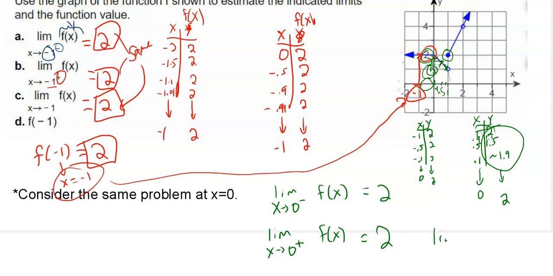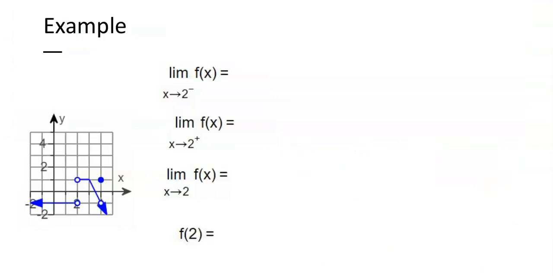And so does this limit exist? The general limit, yes, right? Because these agree with each other, the general limit's going to be 2, right? Okay, let's look at another example.